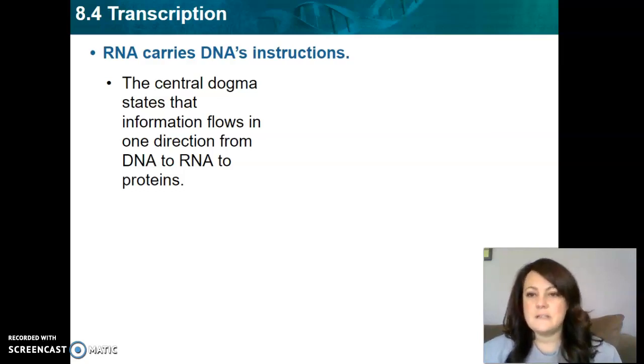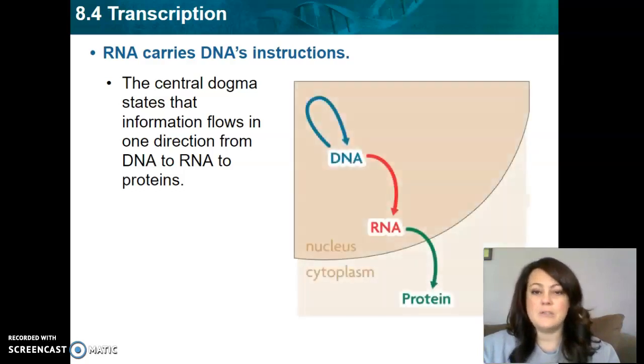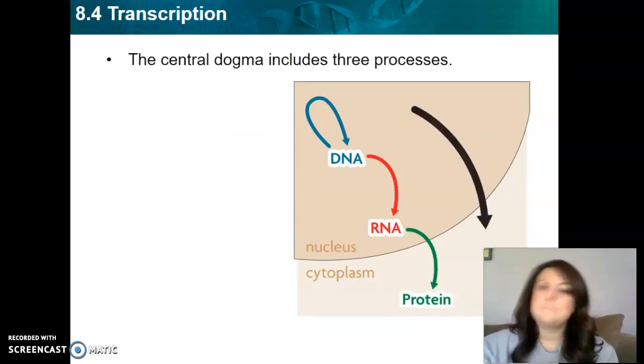RNA carries DNA's instructions. The central dogma, or theory, states that information flows in one direction from DNA to RNA to proteins. Remember, proteins are important because they make up everything about you. Our DNA is located inside the nucleus where it can stay safe and undamaged. The RNA will make a copy of the DNA, carry it outside of the nucleus, find a ribosome, and make a protein. Seems kind of silly, but that's what happens.